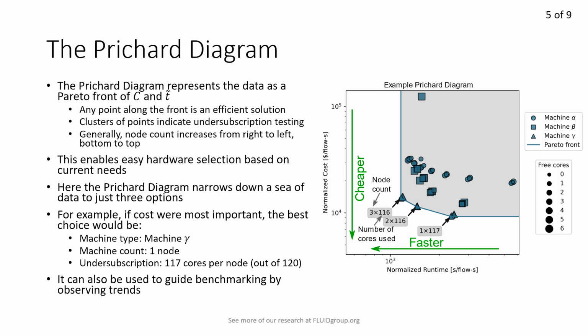In addition to guiding your CFD runs, this can also play into the optimization process. I'll often use this to look at trends on the Prichard diagram to figure out which benchmarks I want to run next to get a complete picture of performance across the board. For example, we can see that machine beta is kind of sloping downward and to the right. So it might be worth doing a test with fewer nodes of machine beta to see if it crosses over into the Pareto front and becomes cheaper than machine gamma on the far right.